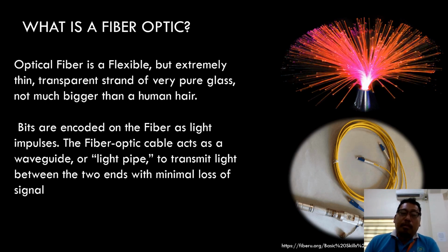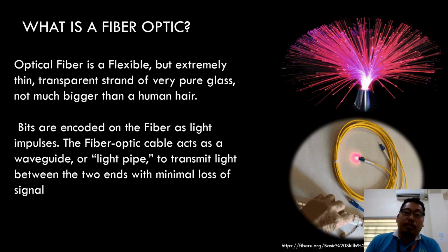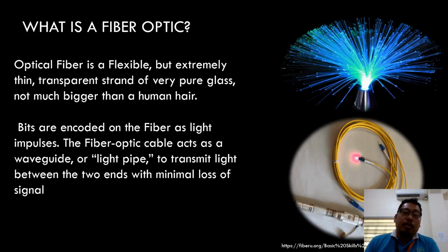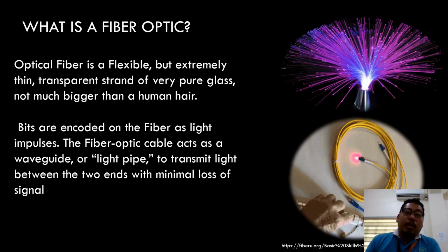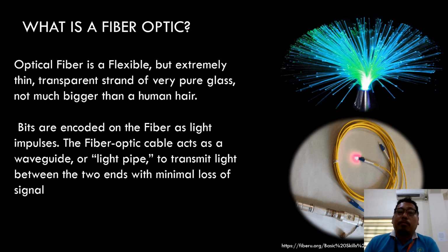So, in short, a fiber optic cable is a cable that transmits light as a medium of communication, while the copper cable uses electricity to send signals. We're going to talk about the advantages of fiber optic or copper cables in the next slide.